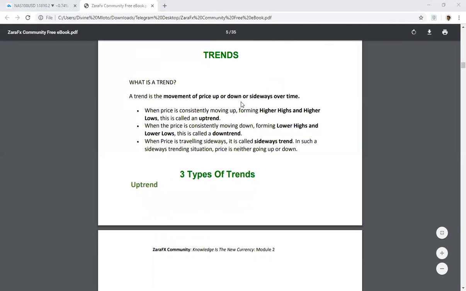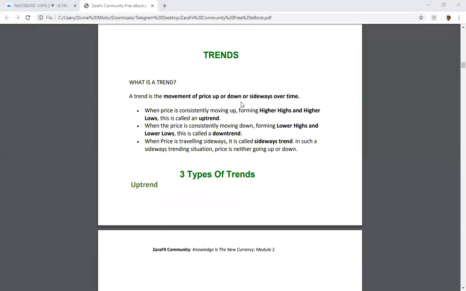Okay, so trends. There's three types of trends really. There's an upward trend, there's a downward trend, and there's a sideways trend. Upwards meaning price is making higher highs and higher lows. Kind of like steps. Think of steps. As you go up, the steps get higher, right? And the floor gets higher, I guess.